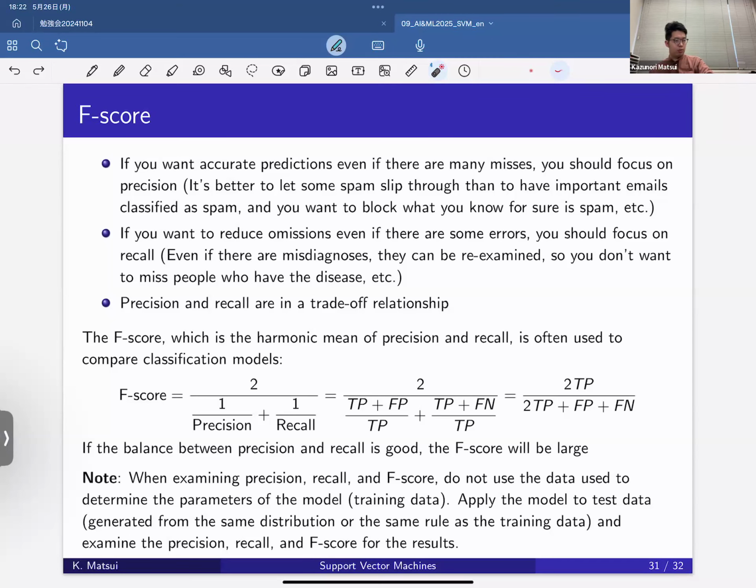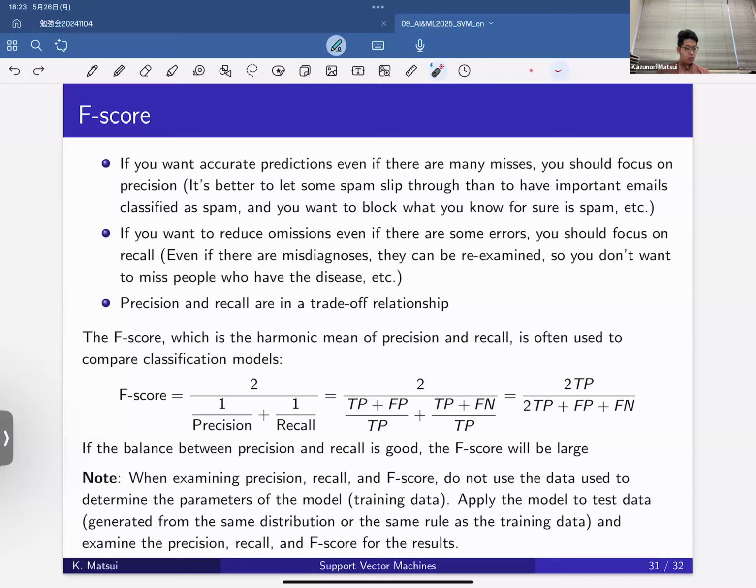On the other hand, when we want to reduce omissions, even if there are some errors, we focus on recall. For example, even if there are misdiagnoses, we can re-examine. So although the proportion that becomes positive might be high, even if we make mistakes, if we test again right away, the possibility of actually having the disease increases. So when we don't want to miss people who have the disease, recall becomes important.